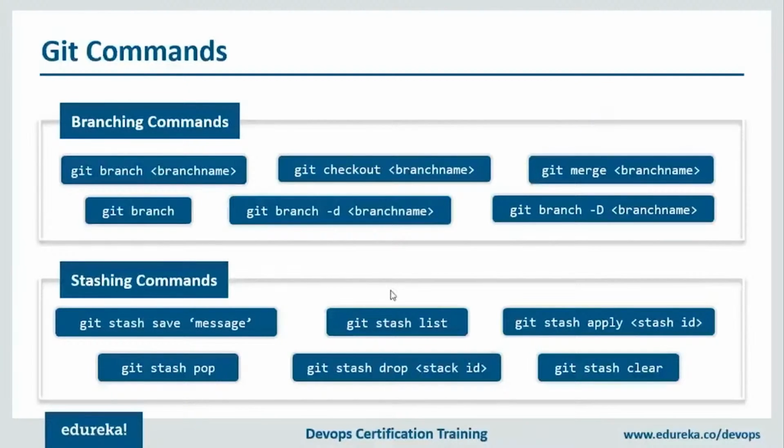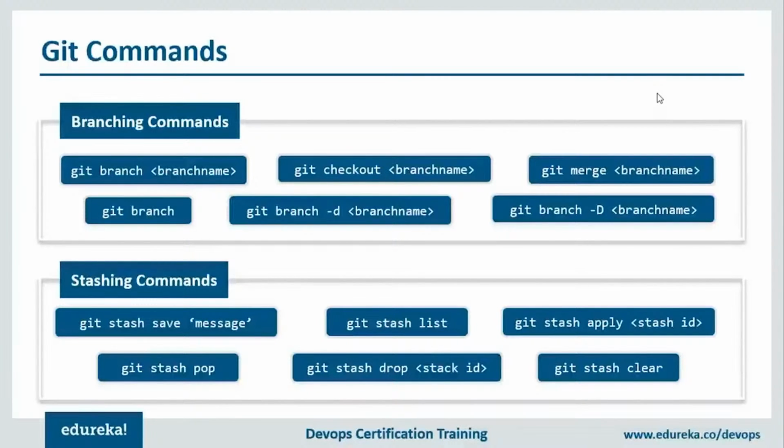Git checkout branch name is to change the working head. That means if you mention git checkout branch1, the head will change to branch1. Git merge branch name is to merge master with the branch. Git branch basically shows the branch that you're working on and all the branches that you have. Git branch -d branch name is to delete the branch. Git branch -D branch name is to force delete a branch with unmerged changes.